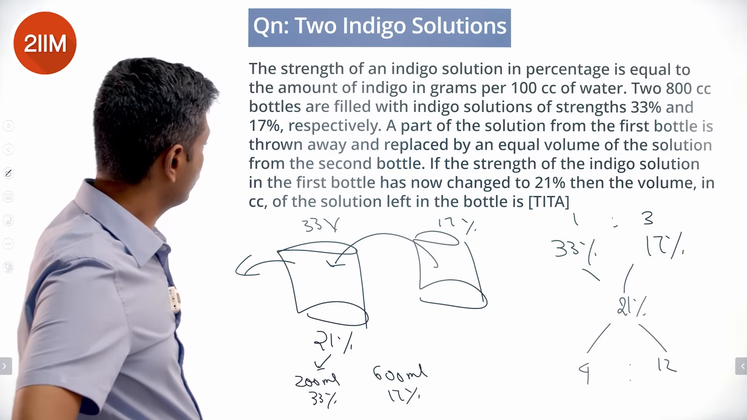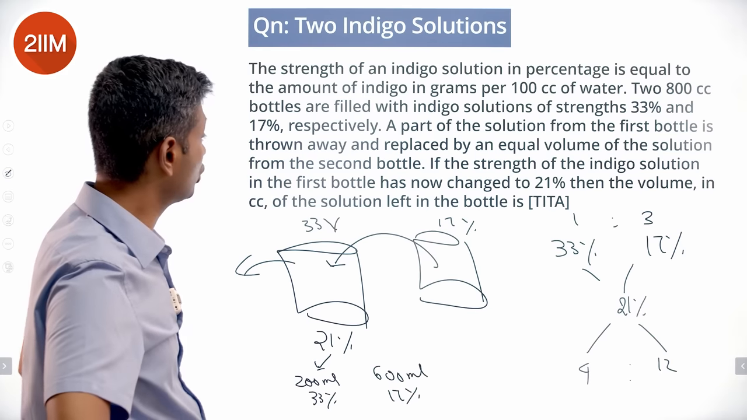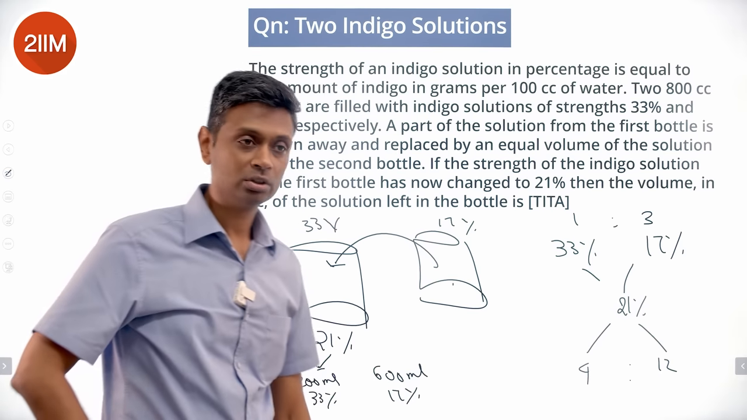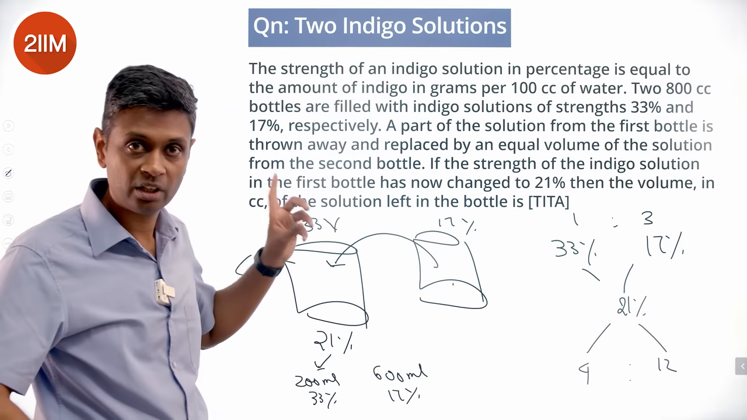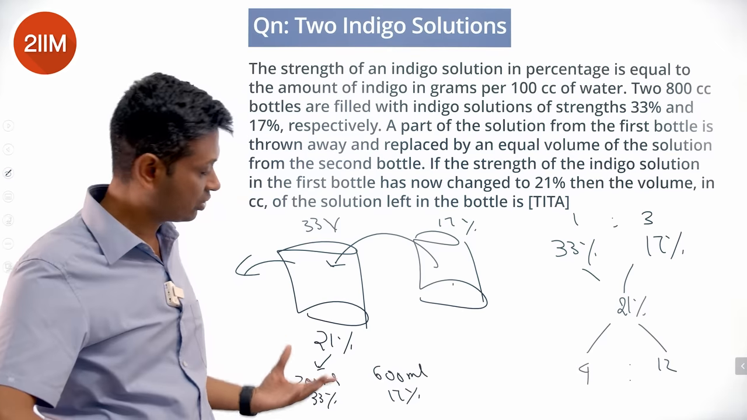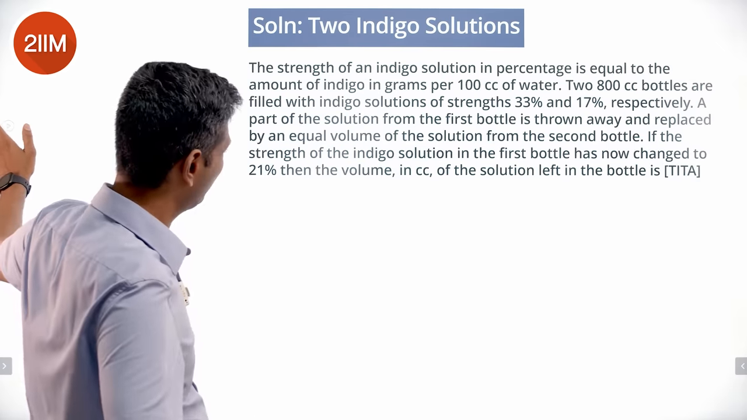One of the questions says: then the volume in cc of the solution left in the bottle. Solution left in the bottle. So you're taking some from here and filling this in. We've taken 600 ml, 800 ml to start with. We've taken out 600, the remaining 200 ml will be there. And there's 200. Very nice, very juicy.